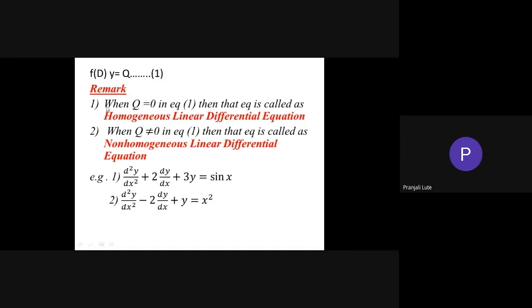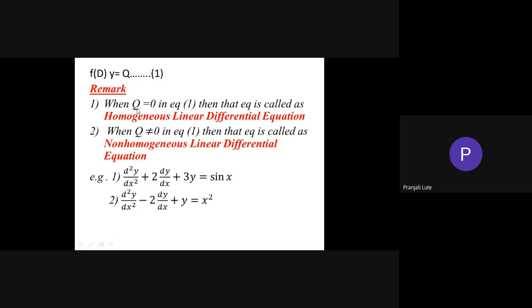Now there is one remark for you. There are two types of linear differential equation. Which are these two types? First one is homogeneous linear differential equation, and another one is non-homogeneous linear differential equation. So what is meant by homogeneous and non-homogeneous? f of D y equal to Q, this is your general form of differential equation of any order when Q equals 0. What is Q?